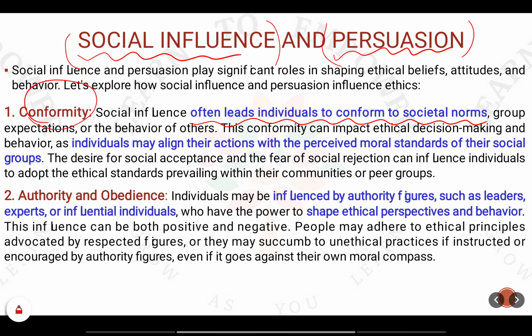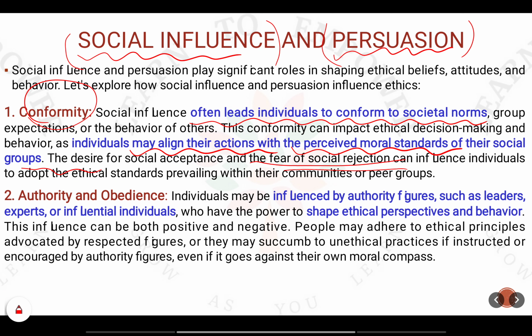In the previous videos also I have given this example: a group of people go and watch a movie. You did not like the movie and the other people like the movie. You are forced to tell that group that you like the movie too, because you don't want to be left out of the opinions of the particular group, right? And this may lead you to align with their actions and perceived moral standards of the social group. You don't want to get the fear of social rejection, so that's why you just conform to the particular peer group.